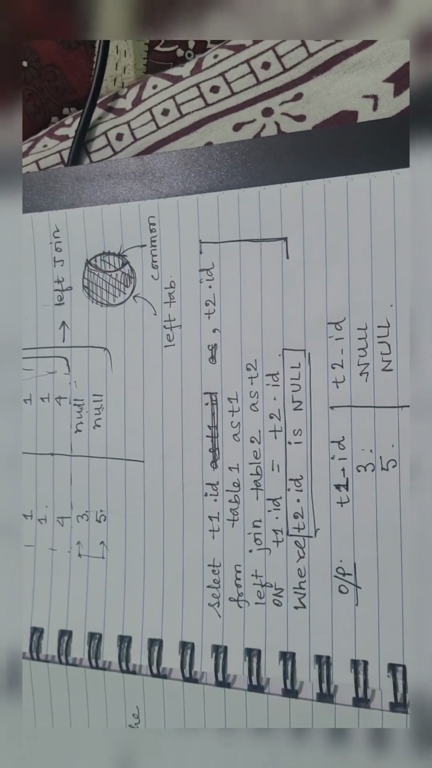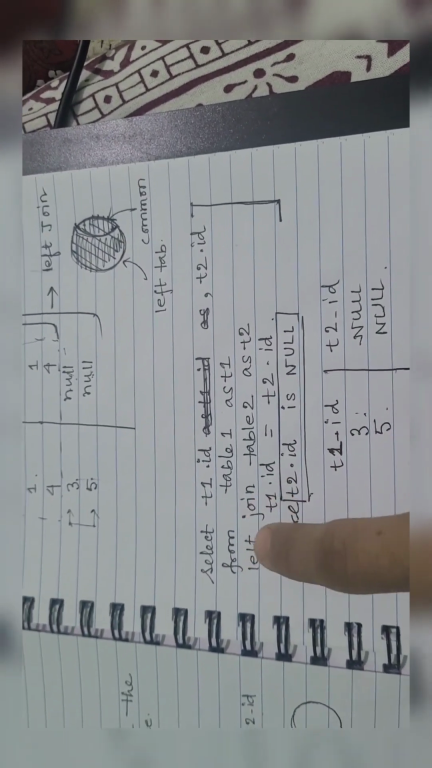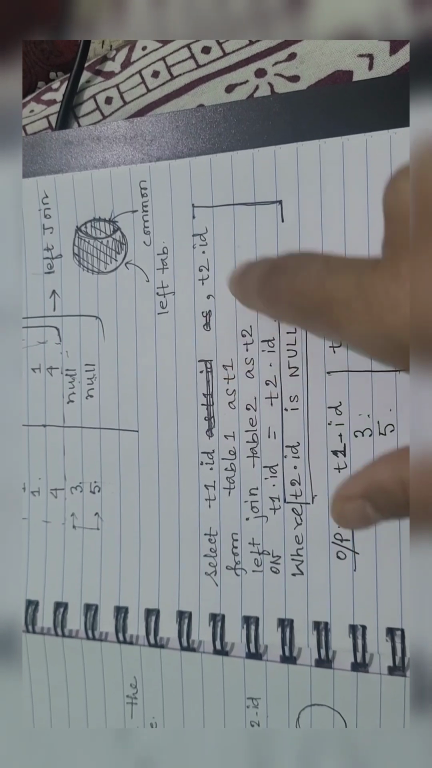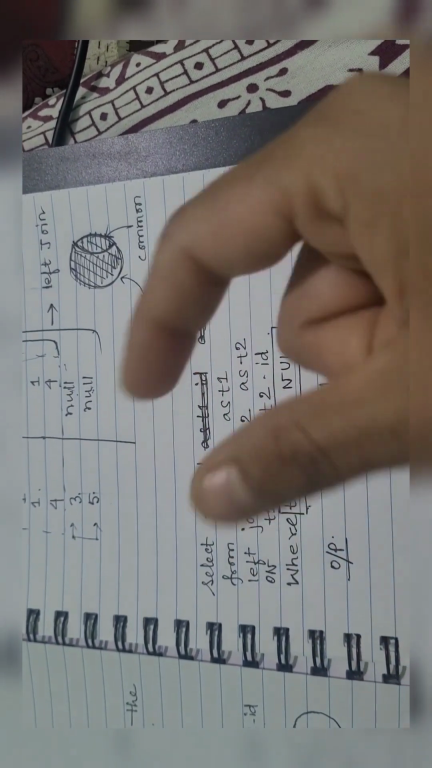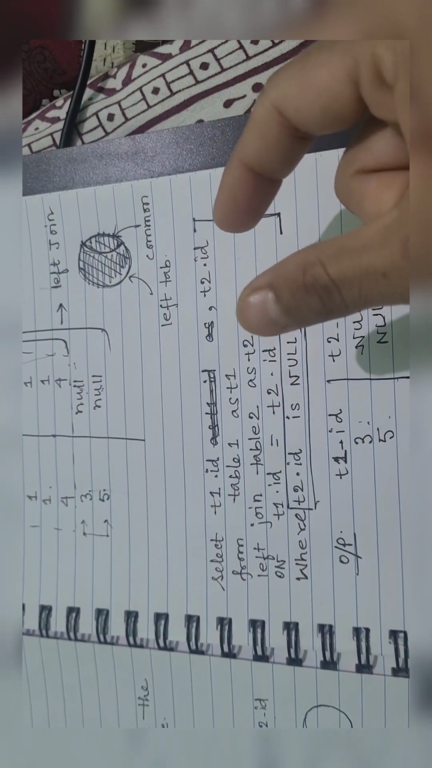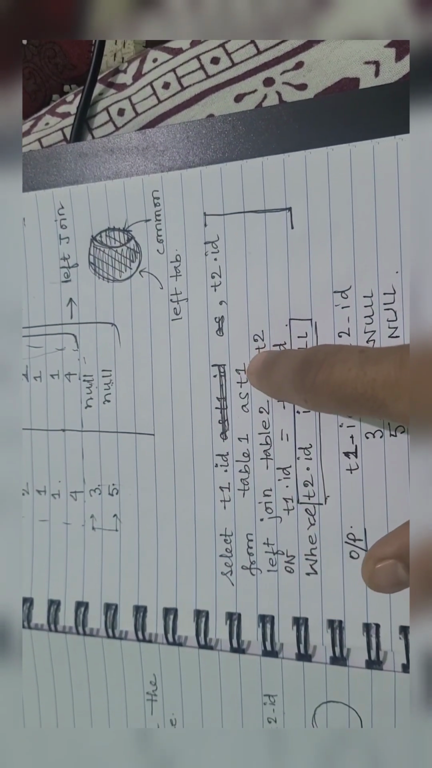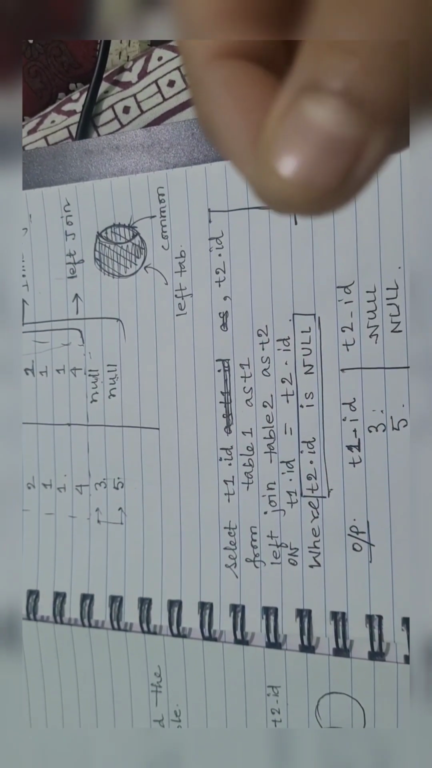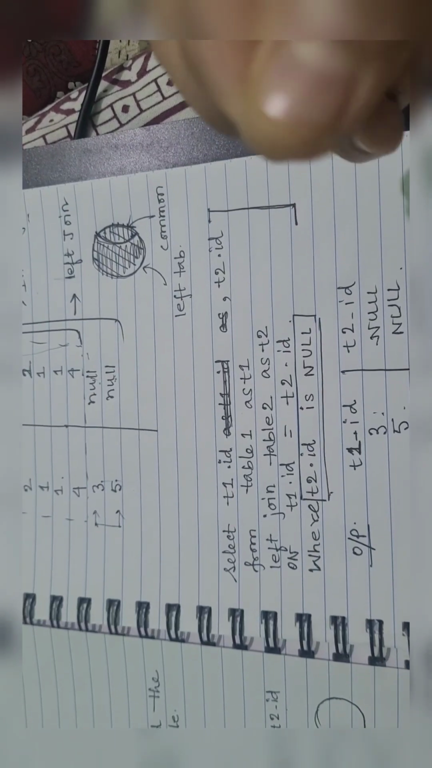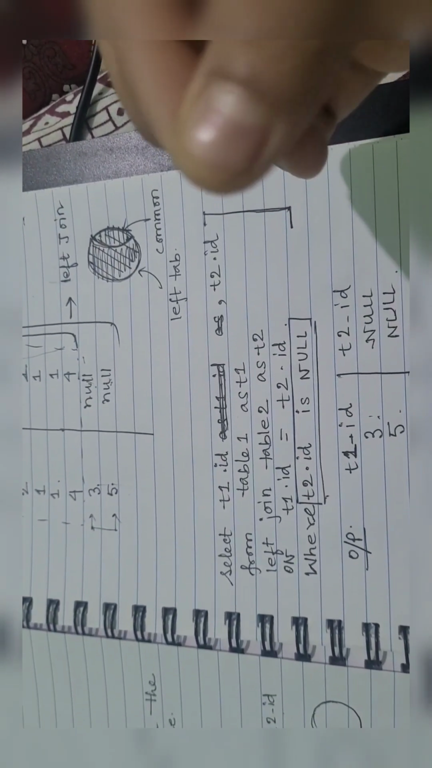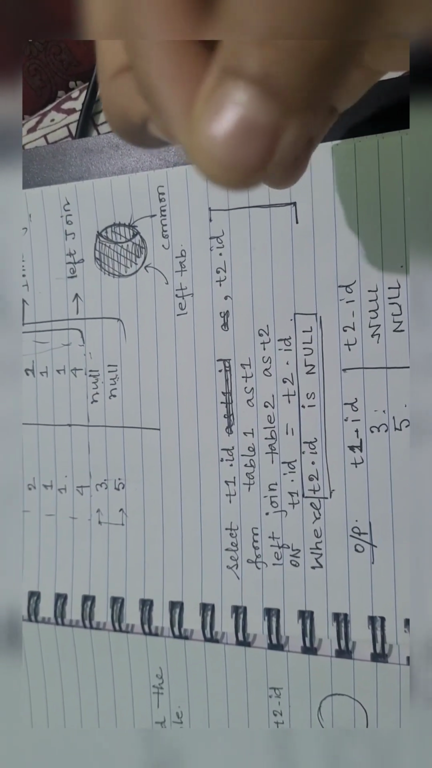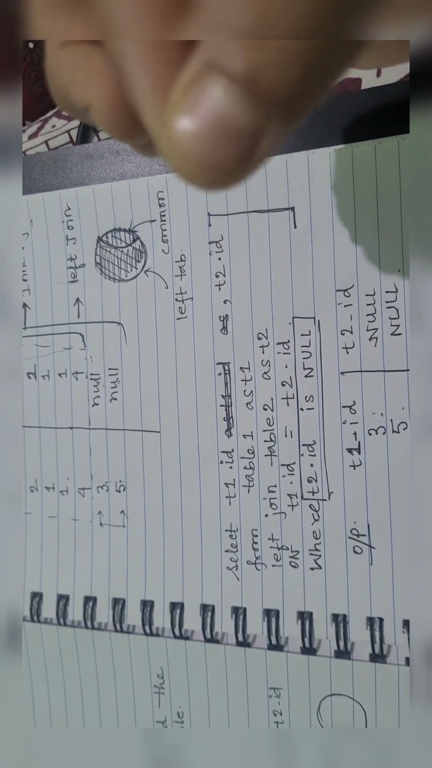So now I have written the query also. This is select t1.id, t2.id. So from the t1 table that id will be coming, from the t2 table that id will be coming, from table 1 as t1. This is called alias, that is we are referring to the table as t1, a short name we are giving to that table, and henceforth we'll be referring to that table particularly with the name t1, not table 1. So this is called alias in SQL.